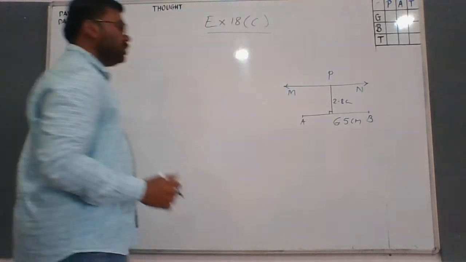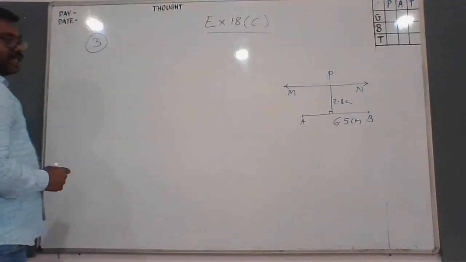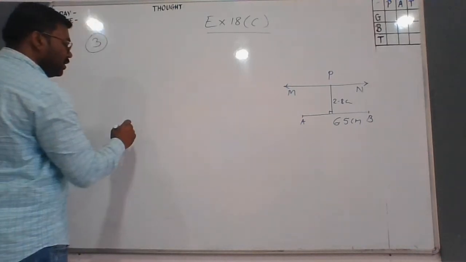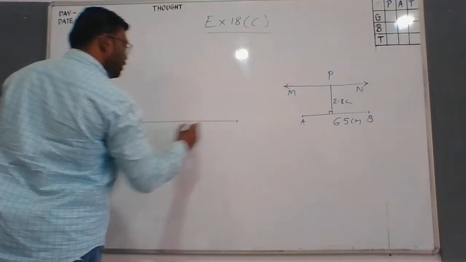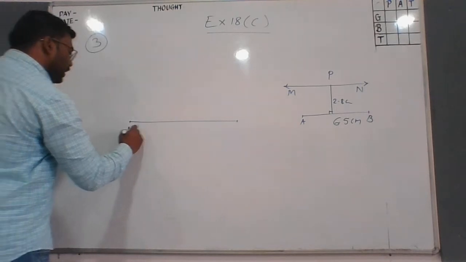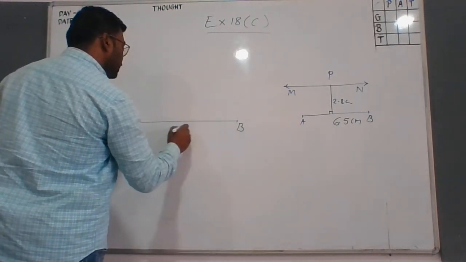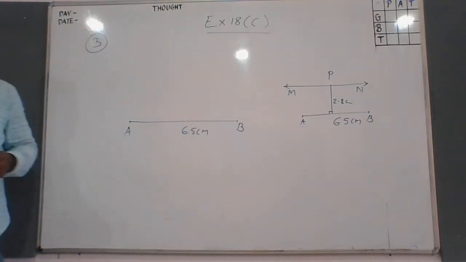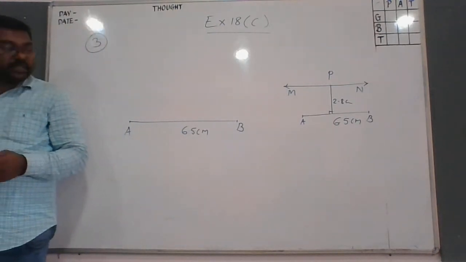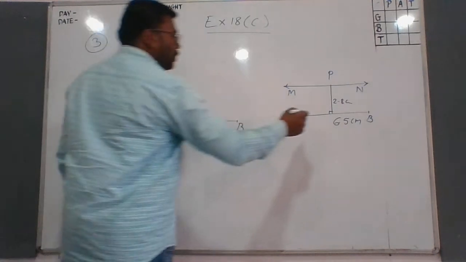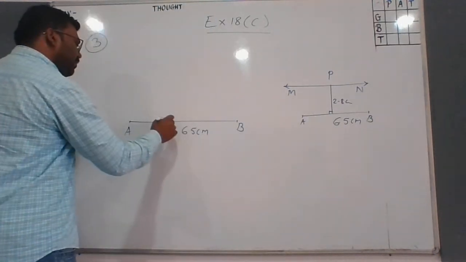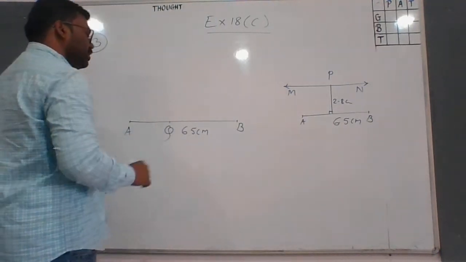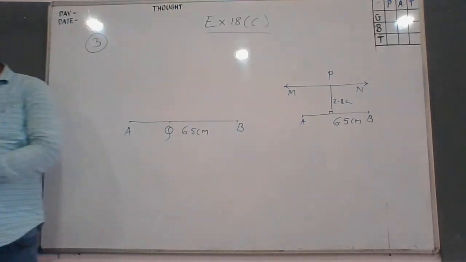Now see what is the procedure. As we can see in the rough diagram, first construct a line AB of length 6 centimeter. Now take a point Q anywhere. Suppose here we have taken the point Q.